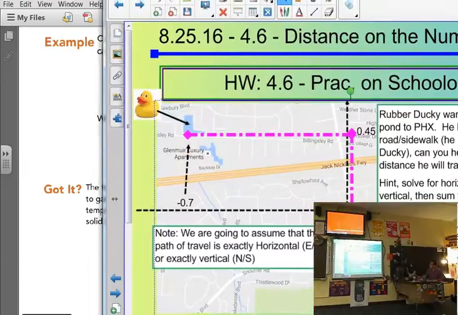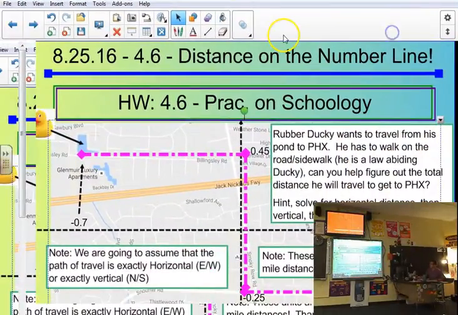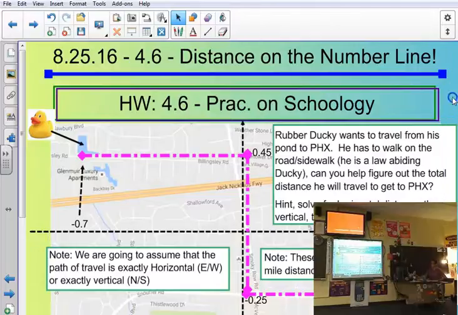So especially for anyone at home today, we are not starting just in your notes. We're going to start by talking about a problem. We need to help Rubber Ducky. Rubber Ducky would like to come visit Phoenix. He's thinking about coming here. He thinks it might be a good school for him.